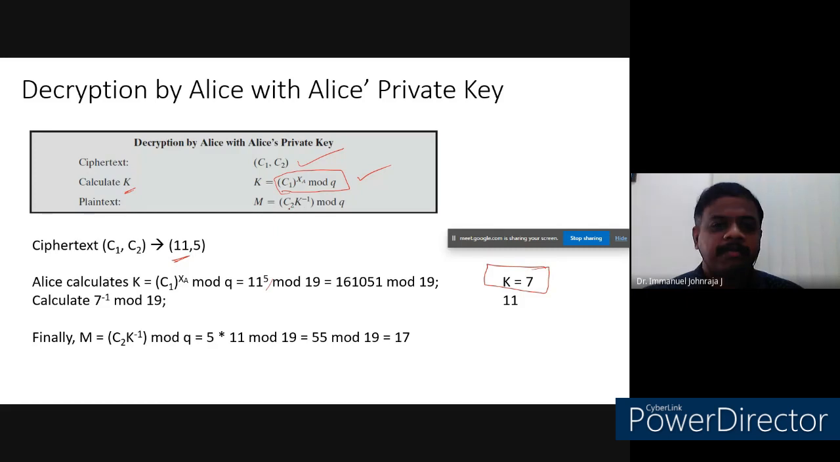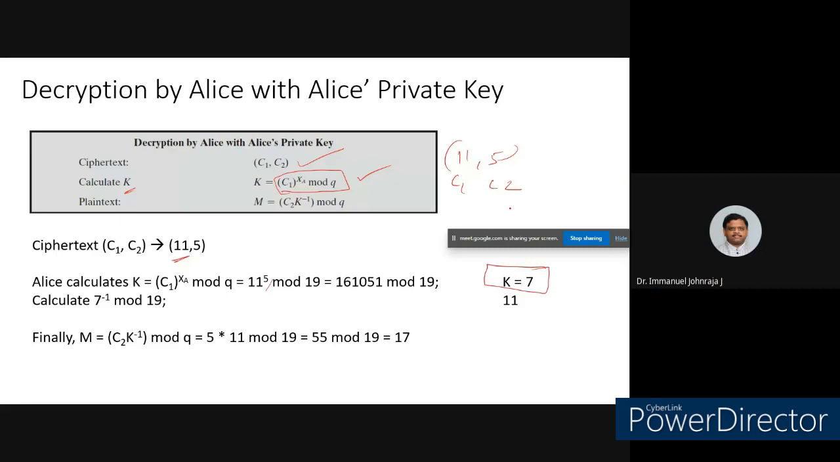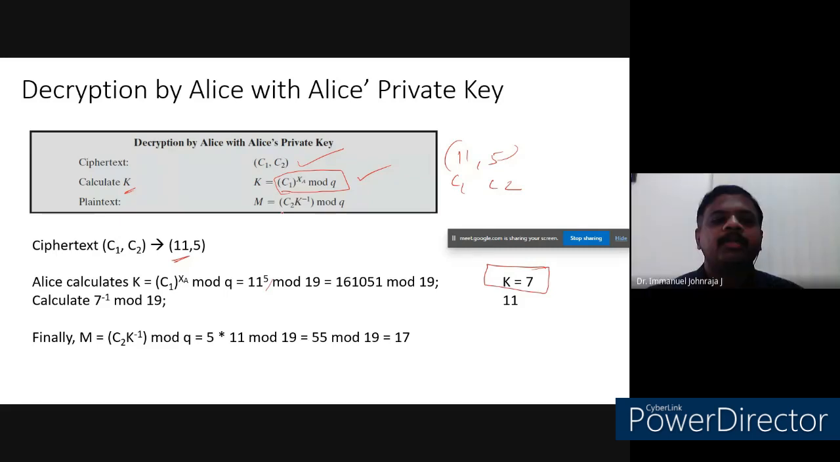Plain text M can be calculated by C2. What is C2? The values you got, 11 and 5, right? This is C1, and this is C2, which you got as part of the ciphertext. So C2 is 5. And then K inverse mod q.